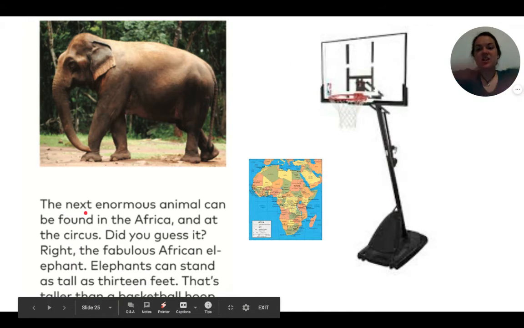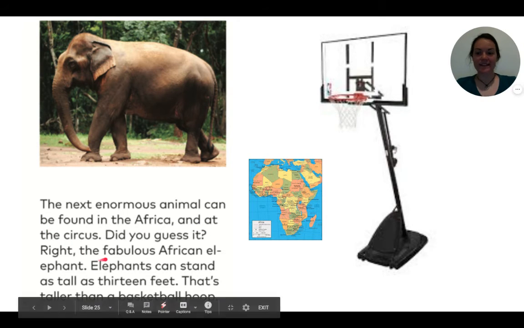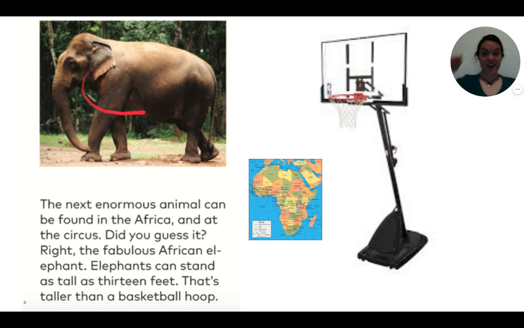The next enormous animal can be found in Africa. This is the continent, Africa. And at the circus. Did you guess it? Right, the fabulous African elephant. Elephants can stand as tall as 13 feet. That's taller than a basketball hoop. So if you have a basketball hoop somewhere in your neighborhood or maybe in your backyard or your front yard, it's taller than the basketball hoop. That's how tall the elephant is.